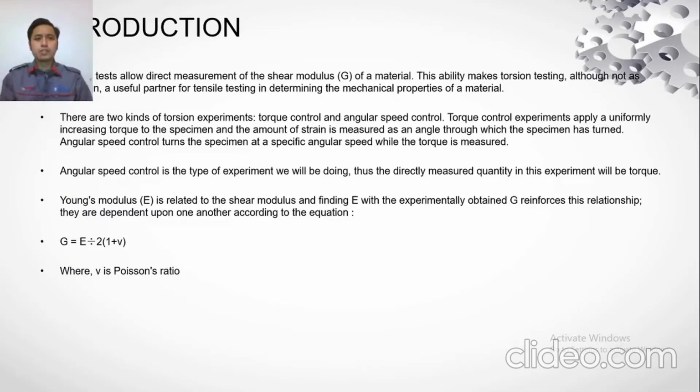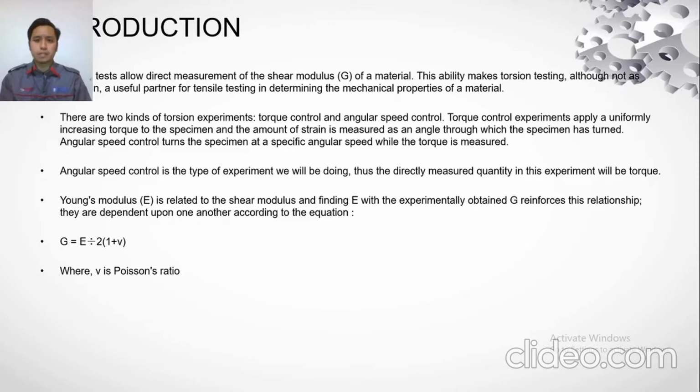Firstly, the torsion test allows direct measurement of the shear modulus, which is G, of a material. This ability makes torsion testing, although not as common, a useful partner to tensile testing in determining the mechanical properties of a material. There are two kinds of torsion experiments, which are torque control and angular speed control.